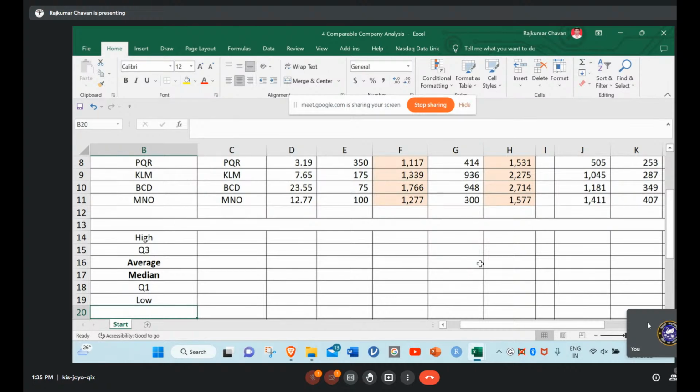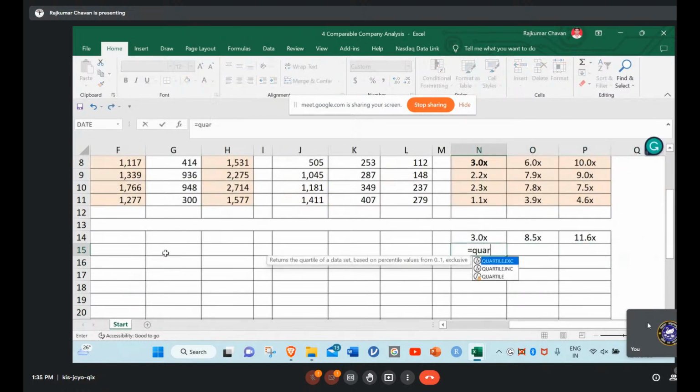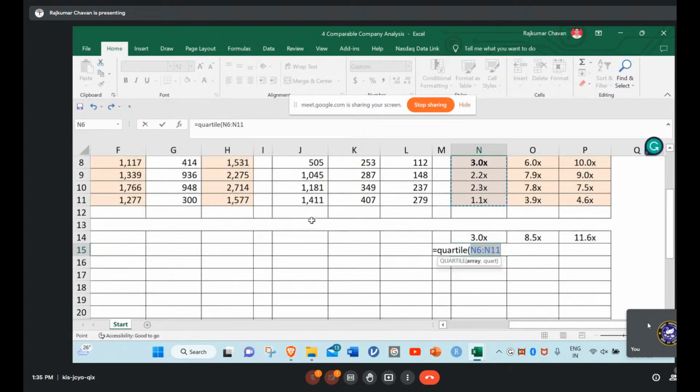Let us see. Q3 here, come to this side. So what we'll type here is equal to QUARTILE. I want quartile, right? Now the bracket, what is it asking? Array. Array means once again from these values only. Quartile 3. Then press comma. What should I select? 3. So comma 3, bracket close. What is the value? 2.7x. Understood?